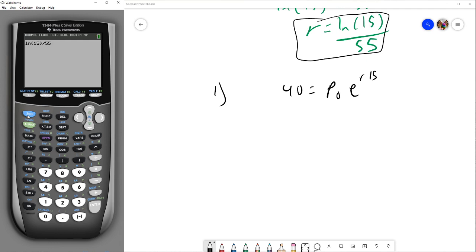So what I'm going to do is store this in memory slot R. Oops, I forgot to actually store that in memory slot R. There we go. So now I have that prepped. Now I'm going to work on solving this. I need to solve this for P naught. So we just need to divide out the e to the 15r.